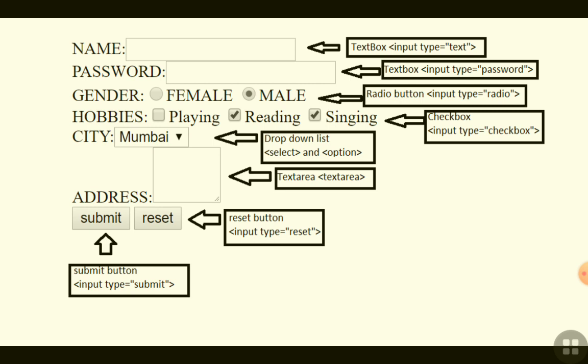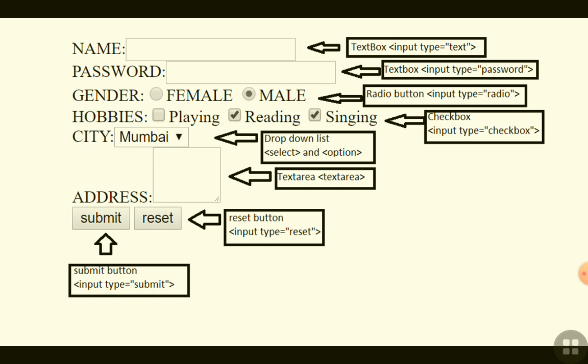Then in front of city we have a drop down list. For a drop down list we use two tags, the select tag and the option tag. The option tag is placed inside the select tag. Then for taking an address from the user we need a large space, so we have a text area for that. We have a tag called textarea.